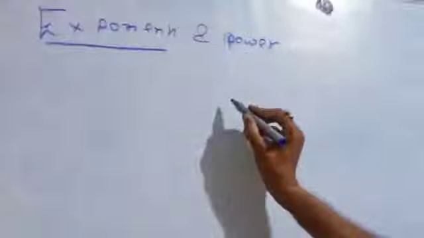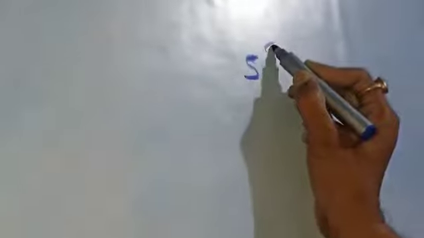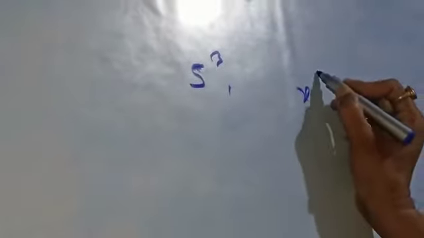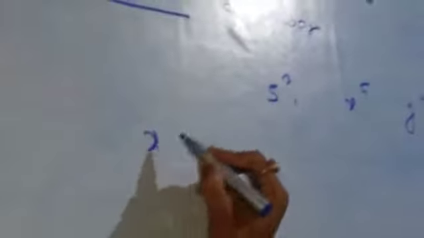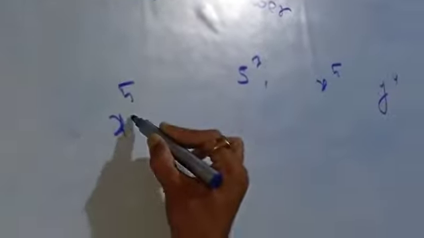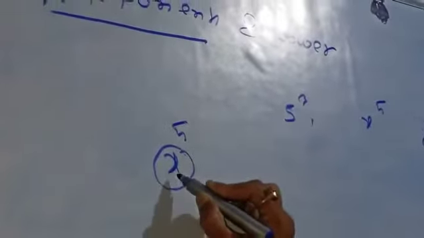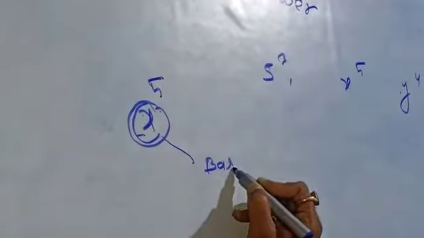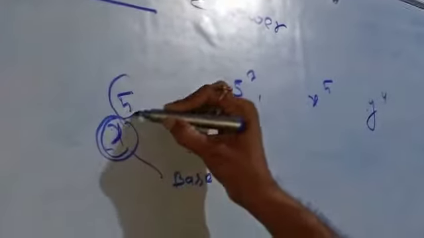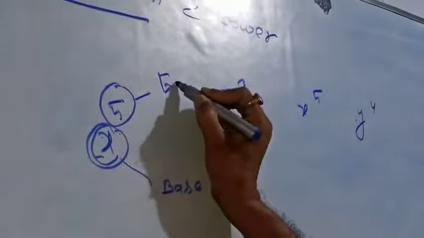Suppose we are given 5 to the power 3, x to the power 5, y to the power 4. Now suppose we are writing x to the power 5. The number which is at that place is called the base, and this power is called the exponent.